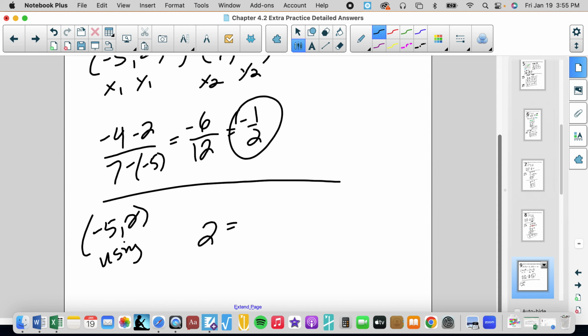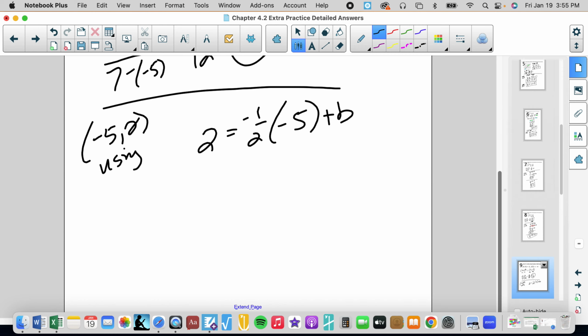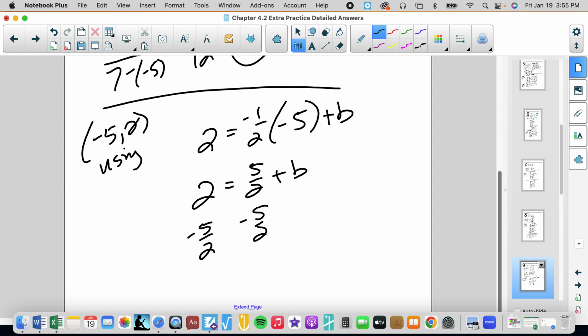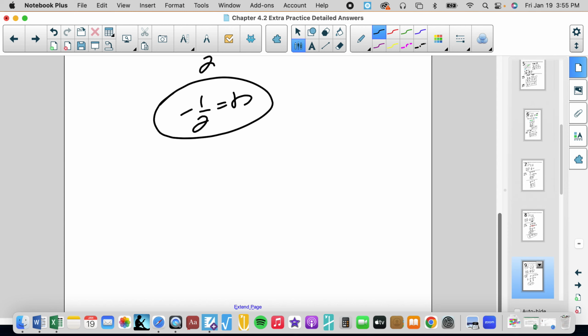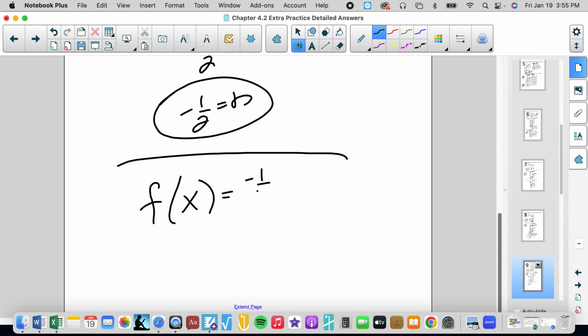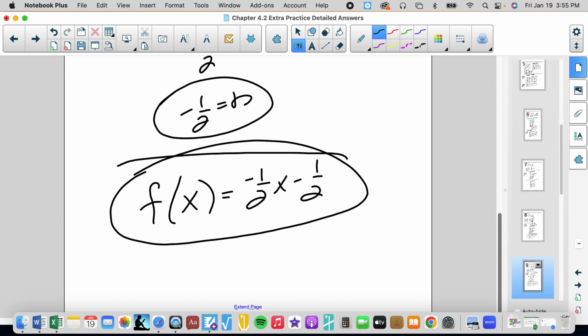Using (-5, 2), we have 2 equals -1/2 times my x value plus my b. Ooh, this is going to be interesting. 2 equals 5/2 plus b, minus 5/2, minus 5/2. 2 as halves is equal to 4/2. So you're left with -1/2 equals my b. -1/2 equals my slope too. So I'm not going to write y, I'm going to write f of x equals -1/2 x minus 1/2. That would be my equation. That was a fun one. I like that. And Mr. Mack did not make that mistake.